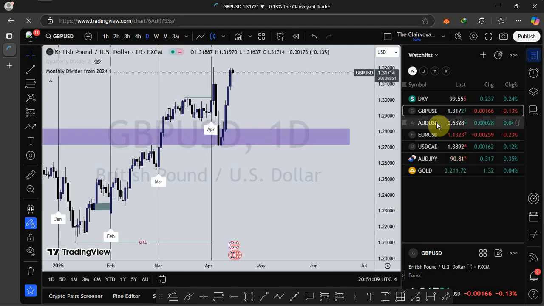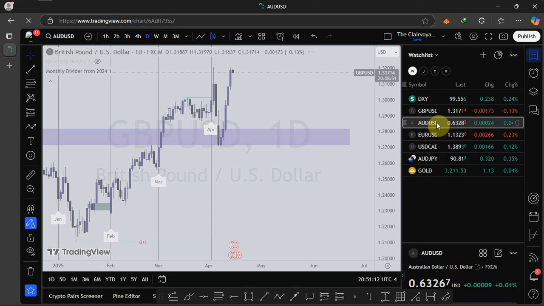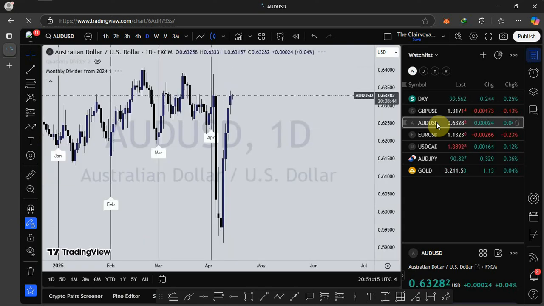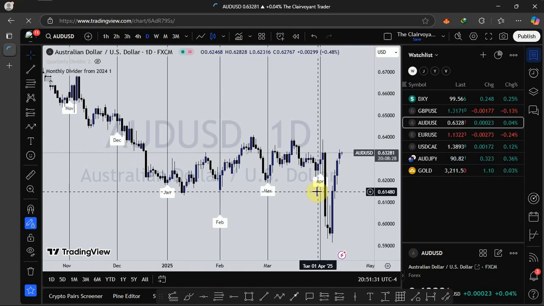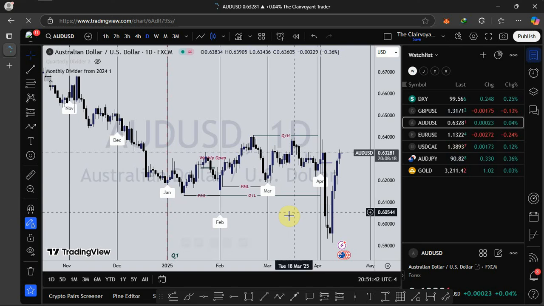Let's look at what is happening on AUDUSD. For AUDUSD, we've seen price push up for some time now. We saw price in a consolidation. The next thing that happened was a manipulation phase, and we are now seeing a distribution phase. AUDUSD is looking slightly different from GBPUSD, even though they are supposed to move in the same direction.